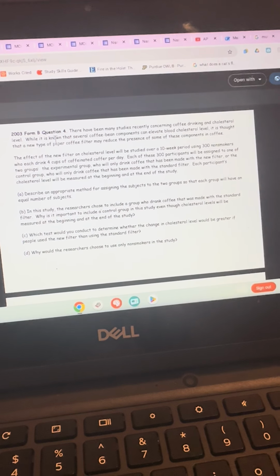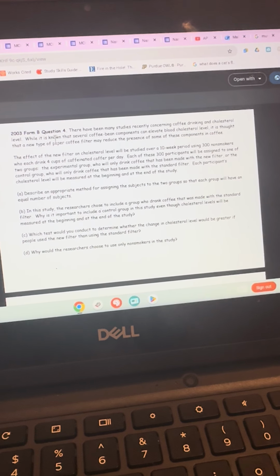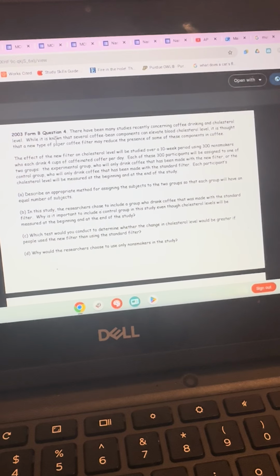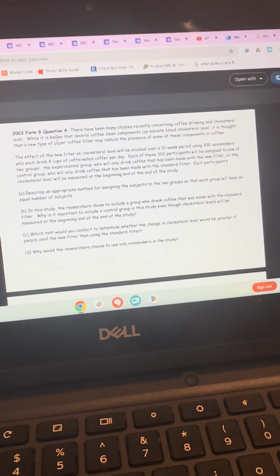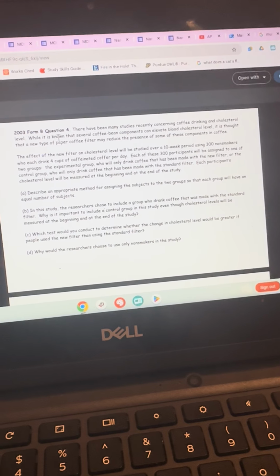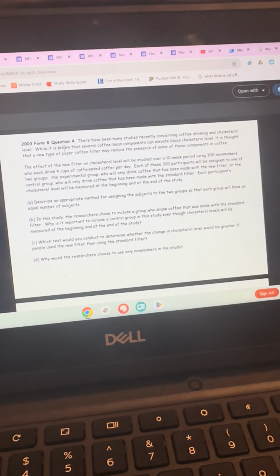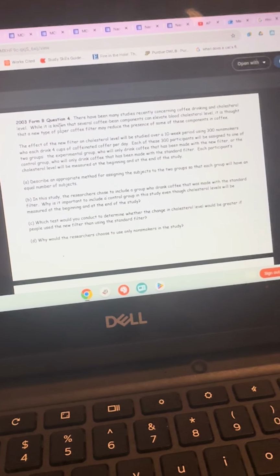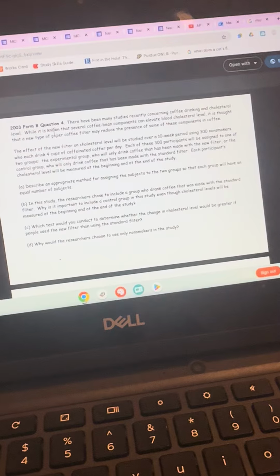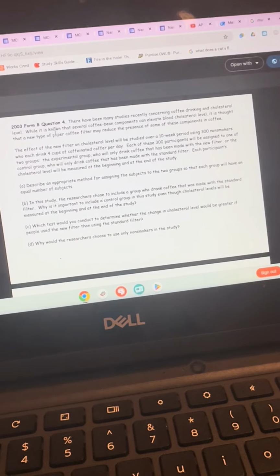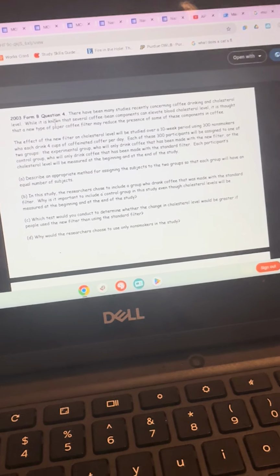Each of these 300 participants will be assigned to one of two groups: the experimental group, who will only drink coffee that has been made with the new filter, or the control group, who will only drink coffee that has been made with the standard filter. Each participant's cholesterol level will be measured at the beginning and the end of the study. And question A says, describe an appropriate method for assigning the subjects to the two groups so that each group will have an equal number of subjects.